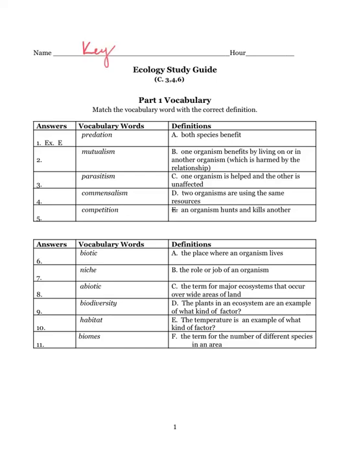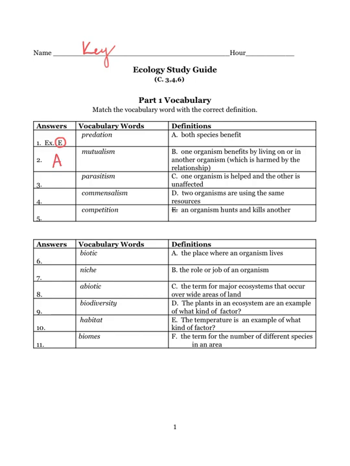Today we're going to go over the Ecology Study Guide. First we're going to go over the vocabulary matching. Number one, the vocabulary word is predation, and predation is E, an organism that hunts and kills another. Number two is mutualism, and mutualism is letter A, where both species benefit.